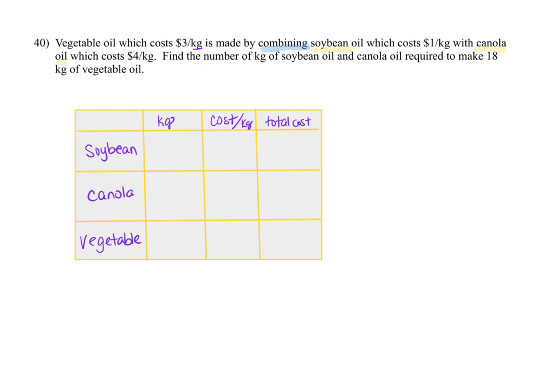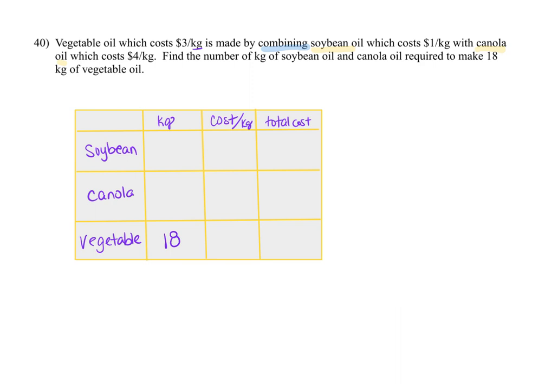Let's read for kilograms. Do they tell me anything about how many kilograms I have? Well, let's see. Vegetable oil, here's a cost. Soybean oil, here's a cost. Canola oil, here's a cost. So far, they haven't told me kilograms for any of it. Find the number of kilograms. Well, I'm going to be looking for kilograms of these two. Required to make 18 kilograms of vegetable oil. What did they just tell me? They told me the 18 kilograms of vegetable oil.